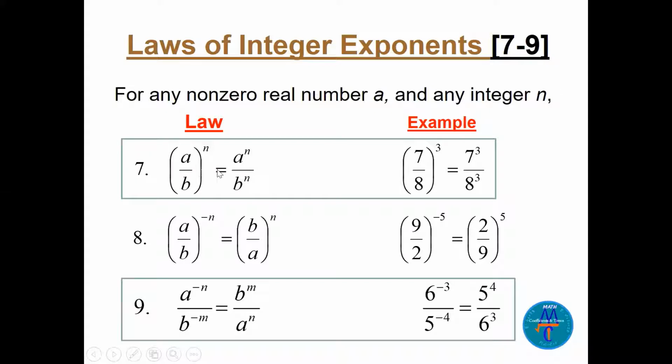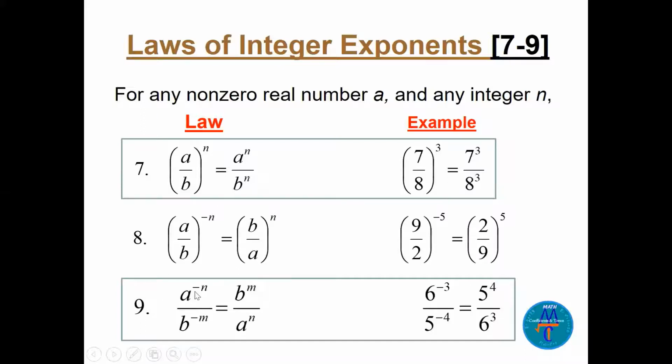If you have a plus b and then you distribute the power, that is wrong. Now rule 7: 7 over 8 all cubed is 7 to the power 3 divided by 8 to the power 3. If you have a over b with the minus power, then you can invert the fraction: b over a, and you take the minus out, still having power n. See, 9 over 2 to the power minus 5: flip the fraction, 2 over 9 to the power 5. Then you can use rule number 7: 2 to the power 5 divided by 9 to the power 5.